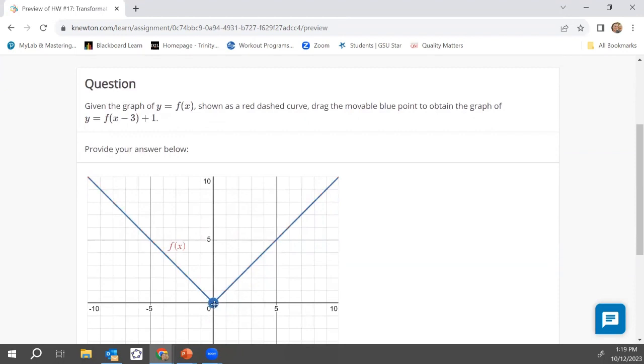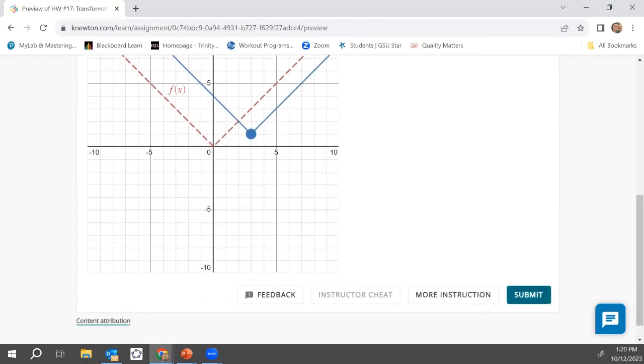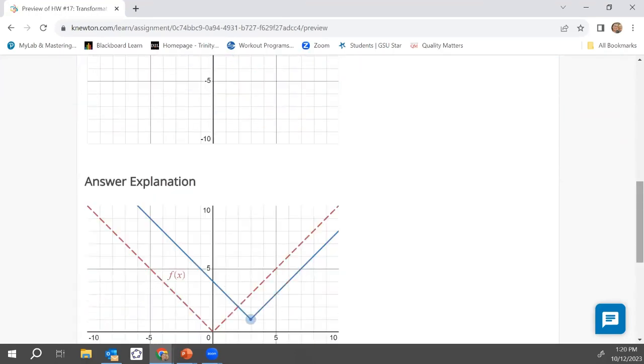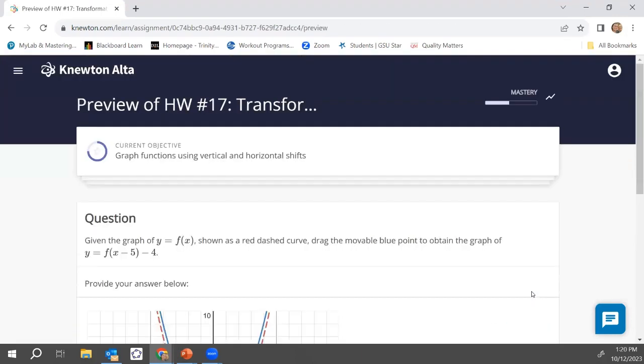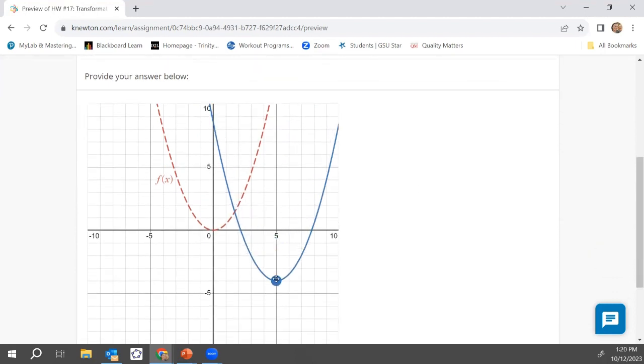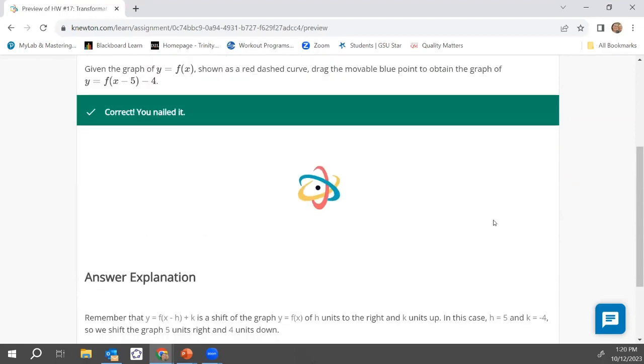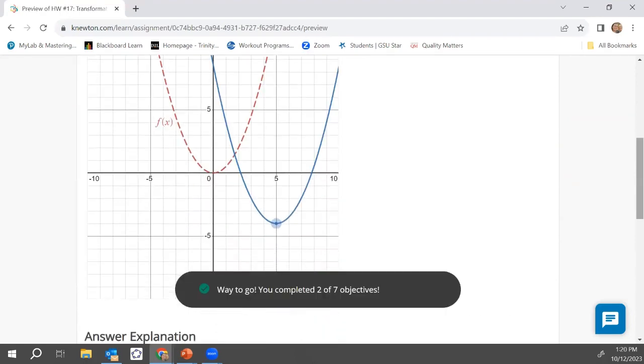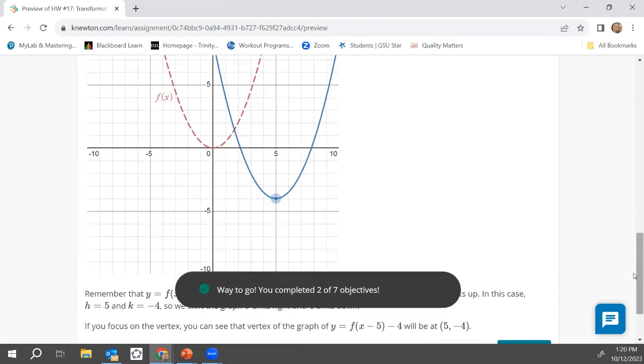Given our original graph, find f of x minus 3 and then +1. So x minus 3 means we're going to move right 3, and then the +1 is up 1. All right, similar one here. X minus 5 means we're going to go to the right 5, and then a -4 on the outside means we then go down 4. So some of these are just shifting that vertex point.